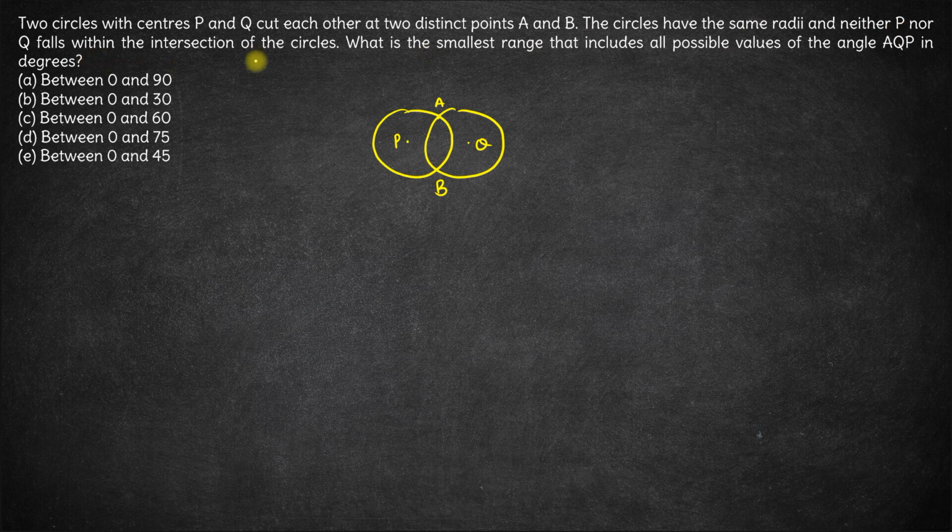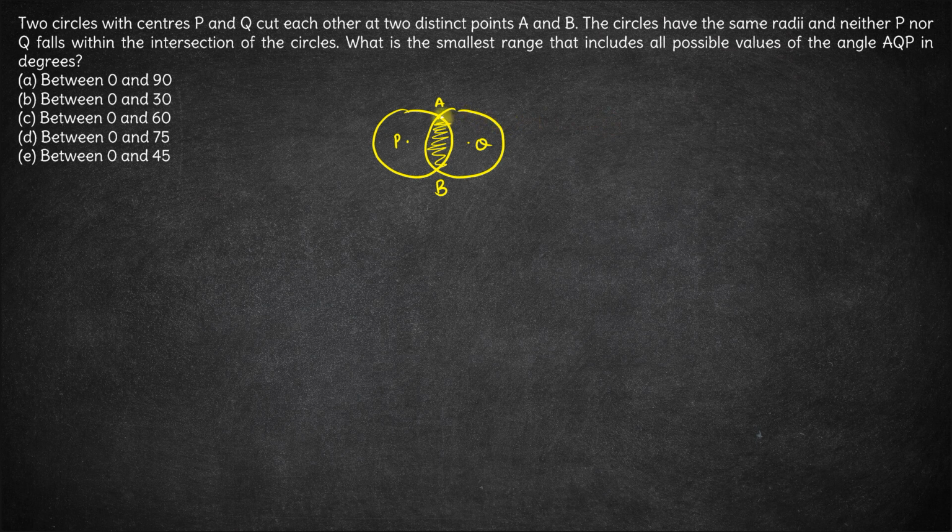Neither P nor Q falls within the intersection of the circles. So this is the intersection of the circles, and P and Q will not lie in this region. Fine. What is the smallest range that includes all possible values of angle AQP?